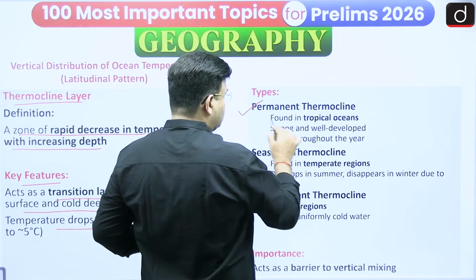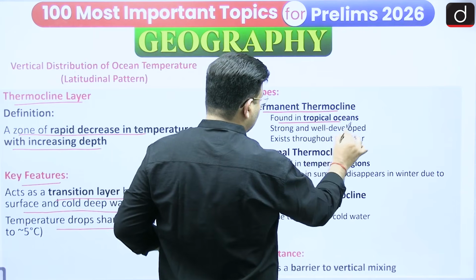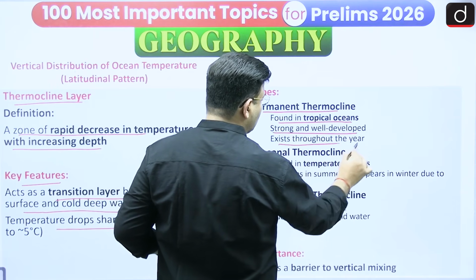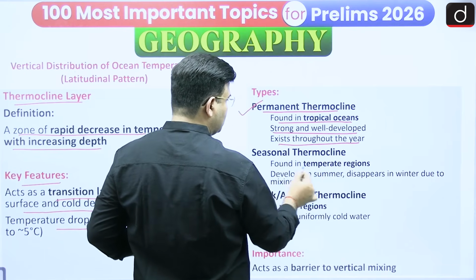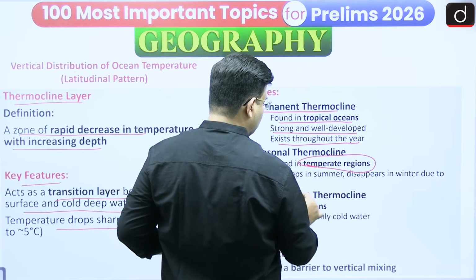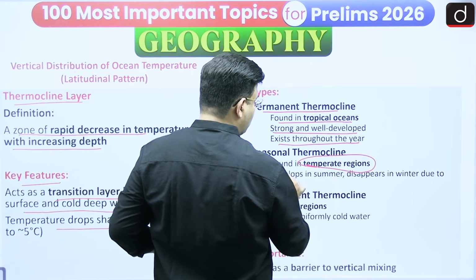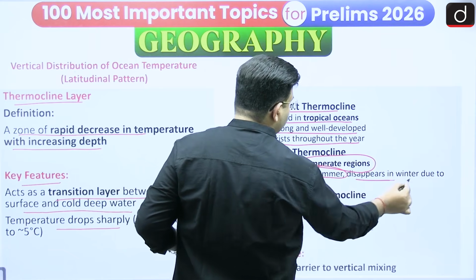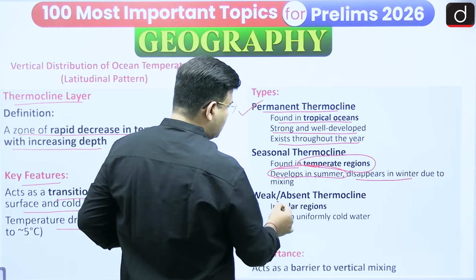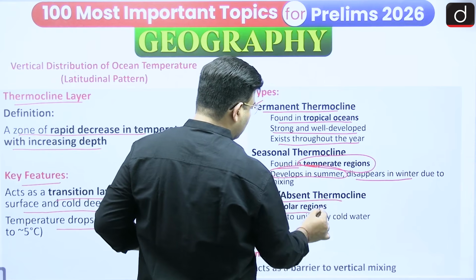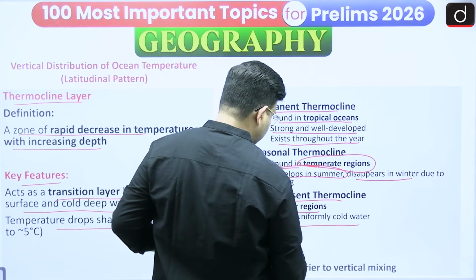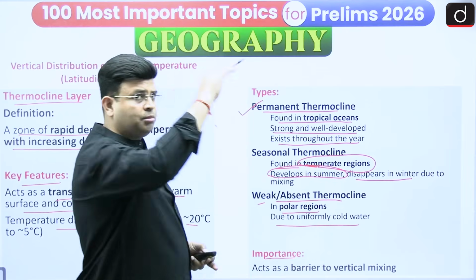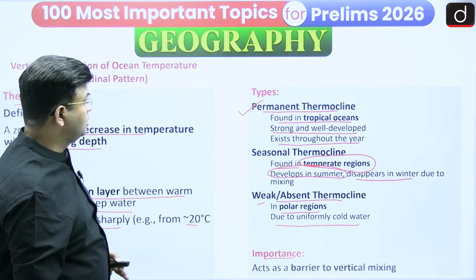The thermocline is permanent in the tropical oceans, meaning the equatorial region, strong and well developed, existing throughout the year. In the temperate or mid latitude regions, it develops in summer but disappears in winter. It is absent or weak in the polar region due to uniformly cold water. The importance is that the thermocline layer acts as a barrier to vertical mixing with the lower layers.